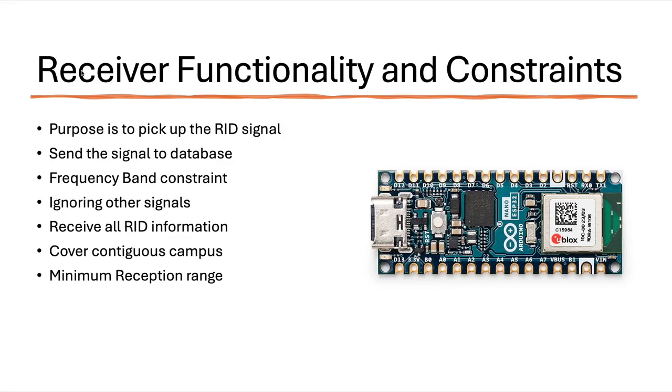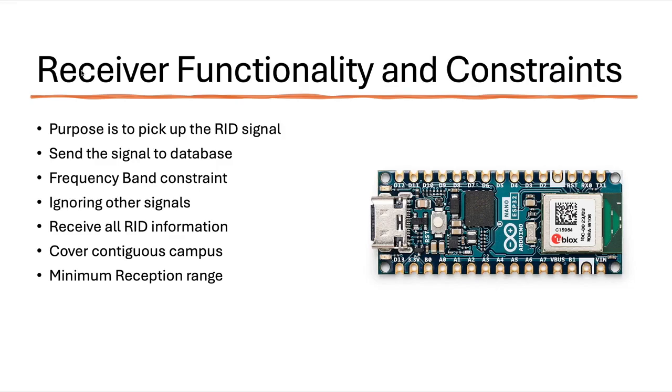Now, if the drone comes from off campus, the control station will still be given the location of the receivers, so Tennessee Tech Police will still be able to know where the drone controller is.